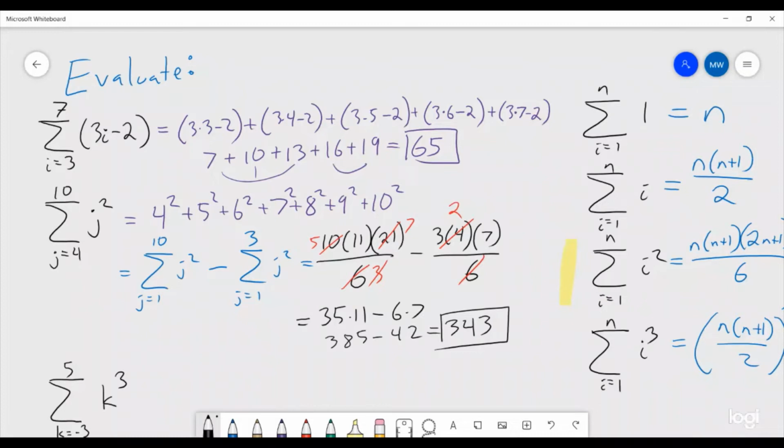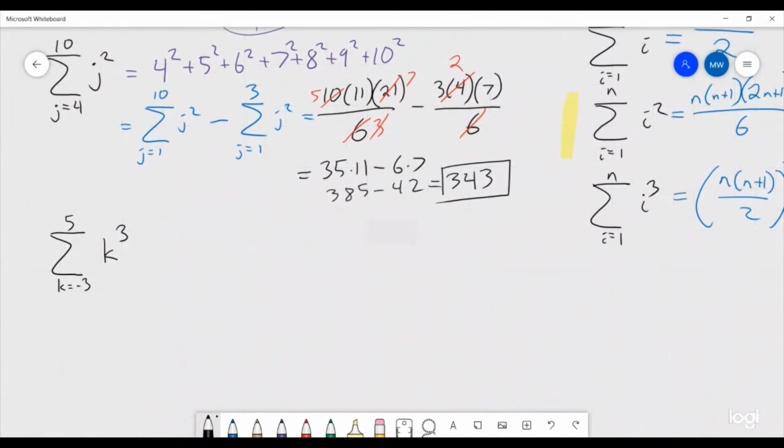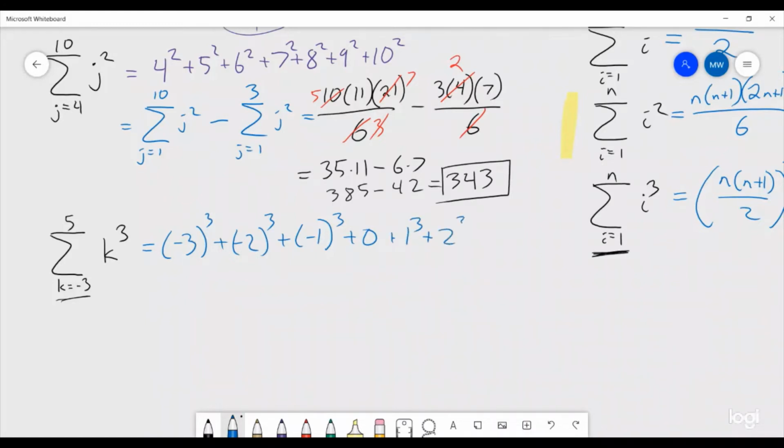Alright, so now that we got that one, let's figure out how do we approach this last one. Sum from k equals negative 3 to 5 of k cubed. This one's a bit tricky because i equals 1 is where i cubed would have to start, but this one starts negative. So that one gets really tricky to try and figure out what do I do. So this one I would actually recommend just writing all the terms out. So you got negative 3 cubed plus negative 2 cubed plus negative 1 cubed plus 0 plus 1 cubed plus 2 cubed plus 3 cubed plus 4 cubed plus 5 cubed.